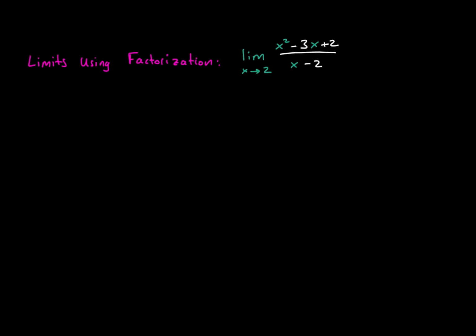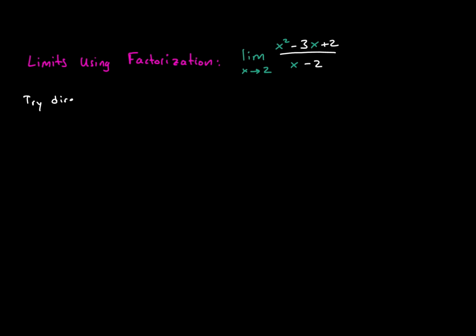Good morning, champs. Today we solve another limit using factorization, but this time we level it up a bit. We want the limit as x approaches 2 of (x² − 3x + 2) divided by (x − 2).